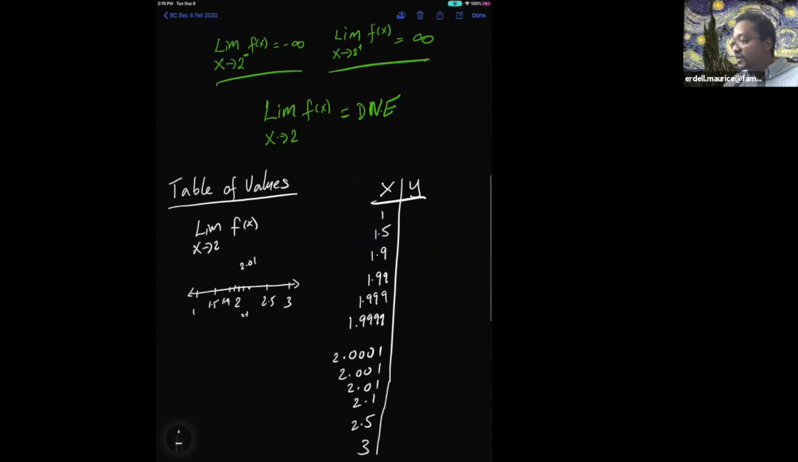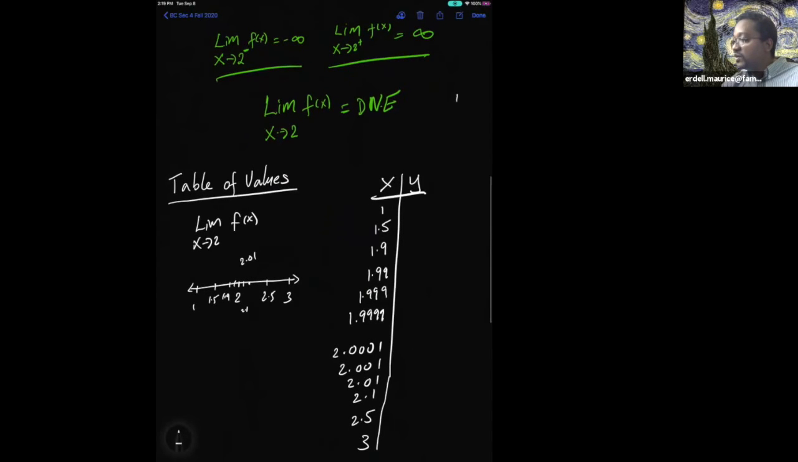So if I plug in 1 into this function, that's going to be 1 over 1 minus 2, which is 1 over negative 1, which is negative 1. Yes? Aha. If you plug in 1.5, your calculator will tell you the answer is negative 2.